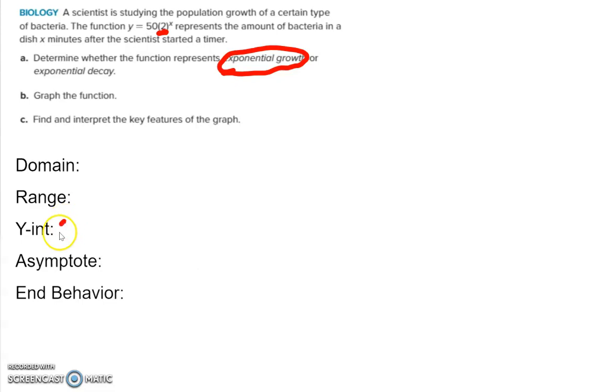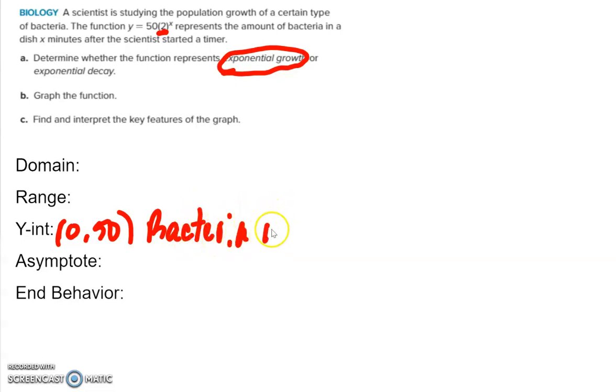would be (0, 50). And this is just saying that the bacteria was at 50 when the timer starts.